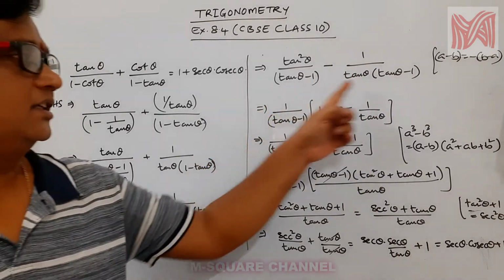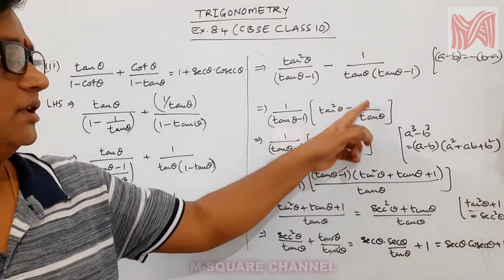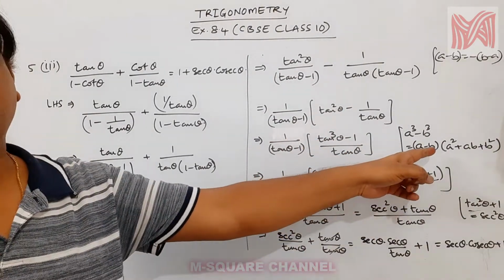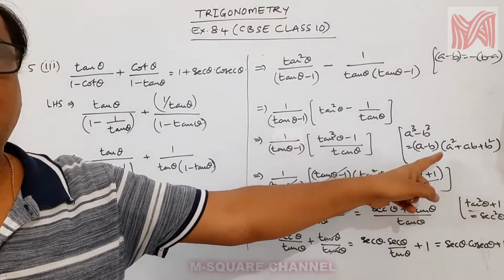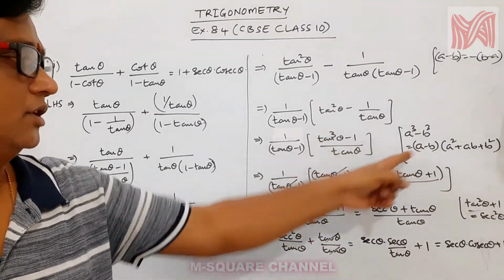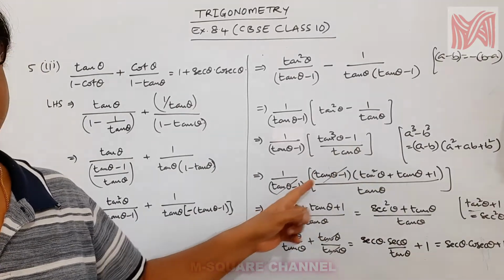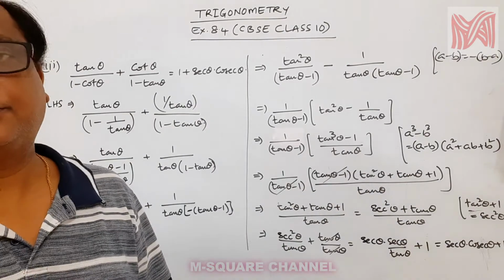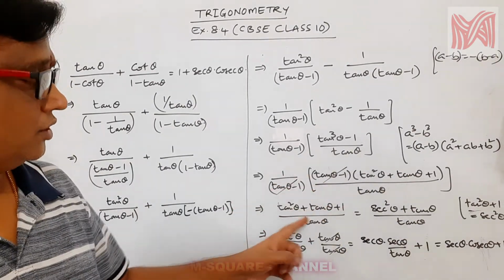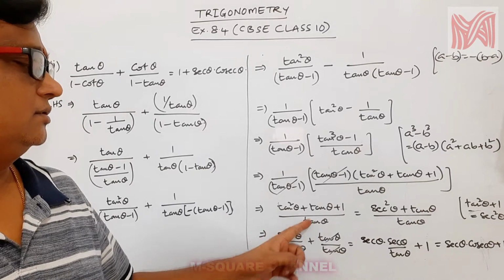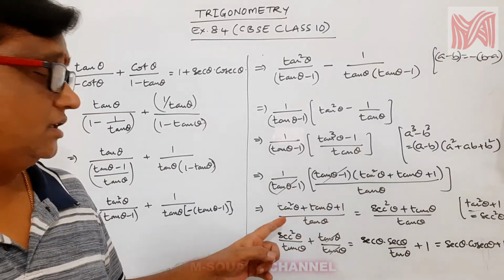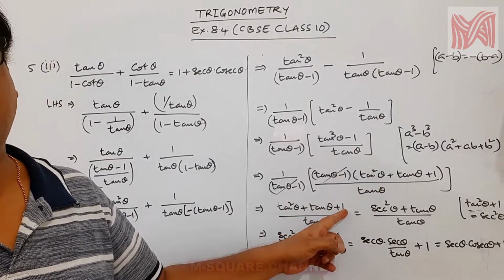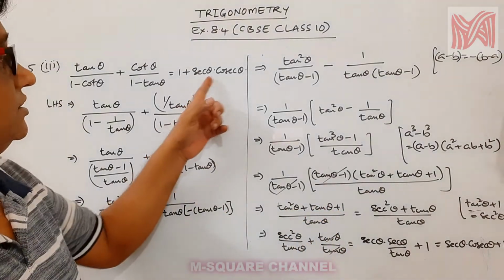After this tan theta minus 1 is common. So tan square theta minus 1 by tan theta. So tan cube theta minus 1. After that we are going to change, this is the formula. Please follow this formula, a minus b, so tan theta minus 1 by tan theta. These two are cancelled. So tan square theta plus tan theta plus 1 by tan theta. After that you can split here only, tan square by tan, tan by tan, 1 by tan. But here how we are going to get tan theta plus 1 plus cot theta will come. So again we are going to change into this form.